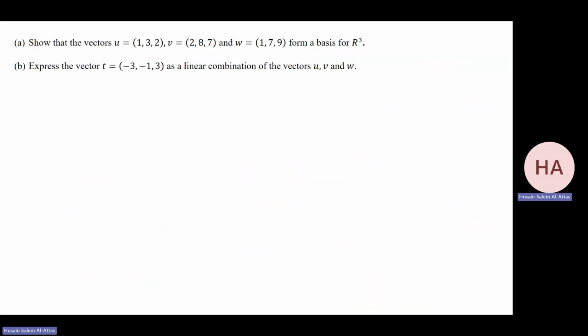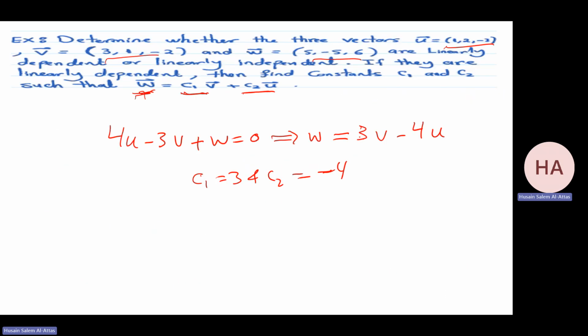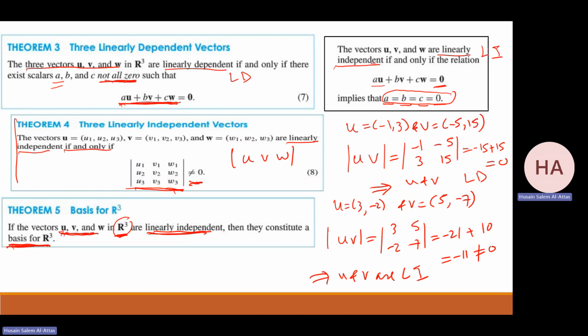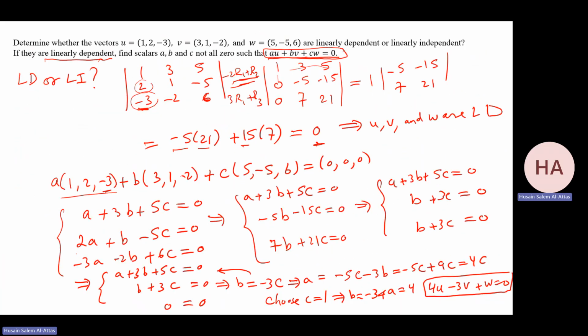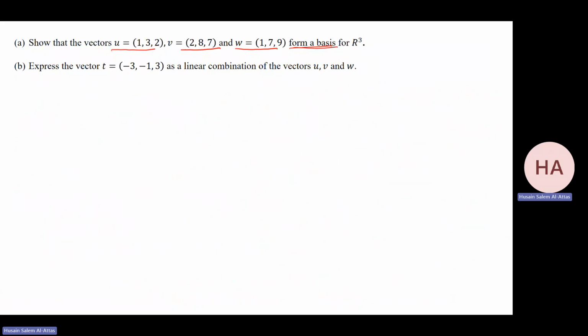Now, if they are linearly dependent, or he said not only that, form a basis. Okay, so I need to check if they are three vectors and they are linearly independent, then they form a basis. Don't forget this. He said if there are three vectors, this is U, V, W, count them, three in R3, and they are linearly independent, then they will make what? A basis.